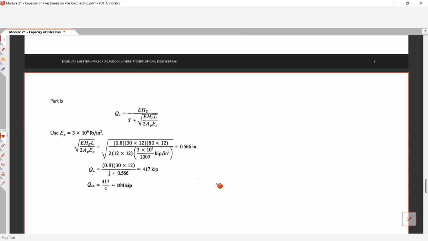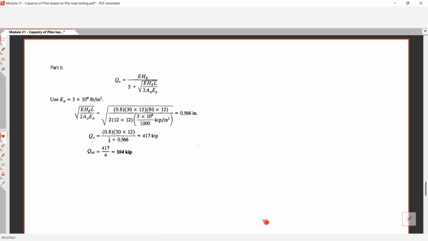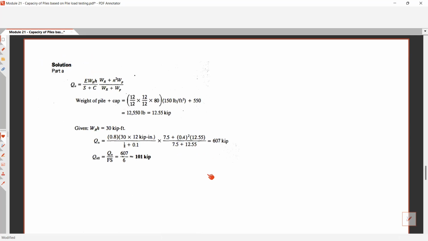Therefore, you have your nominal or the safe working load. The working load, that is 417. And using a factor of safety of 4, so divided by 4, therefore you have 104 kips. Okay. So approximately 104 kips yung design capacity mo. Okay. And lastly, yung part C, which is the Gates formula using a factor of safety of 3.